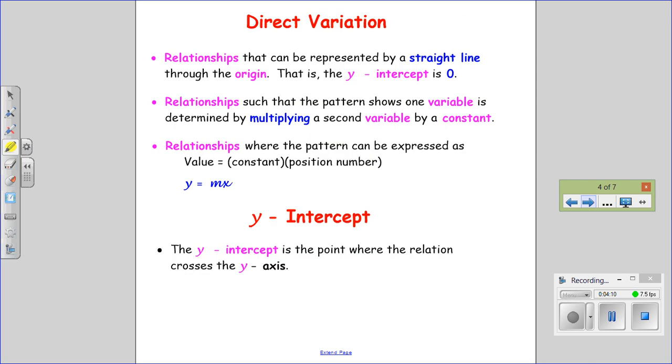Relationships such that the pattern shows one variable is determined by multiplying a second variable by a constant is another way of describing a direct variation.